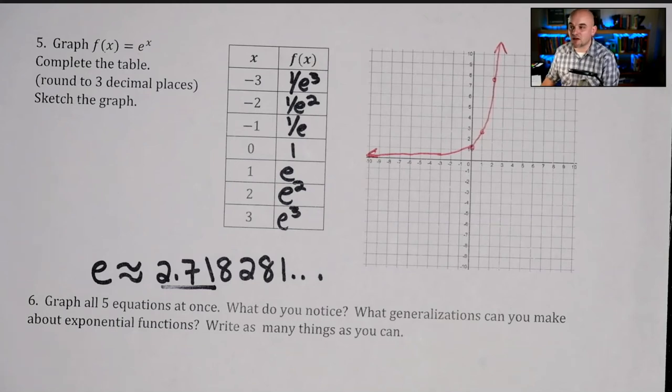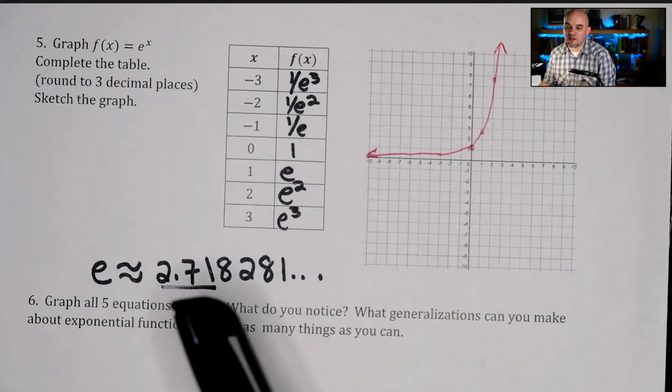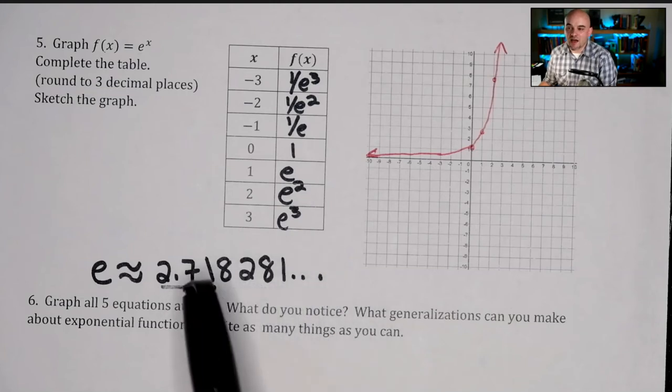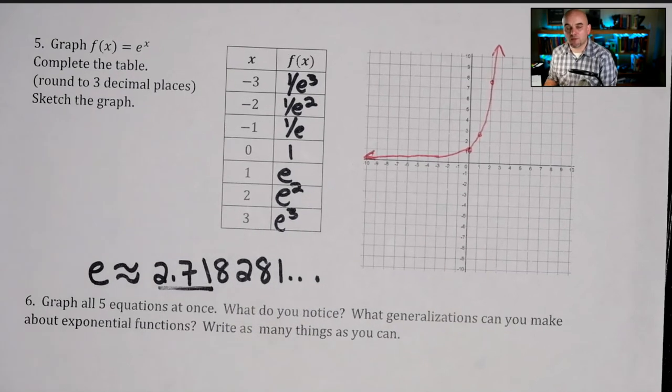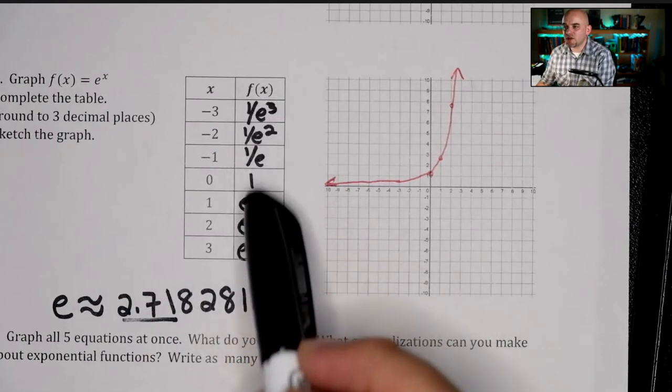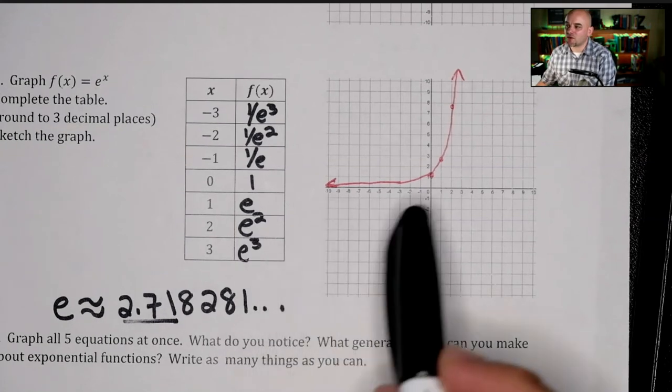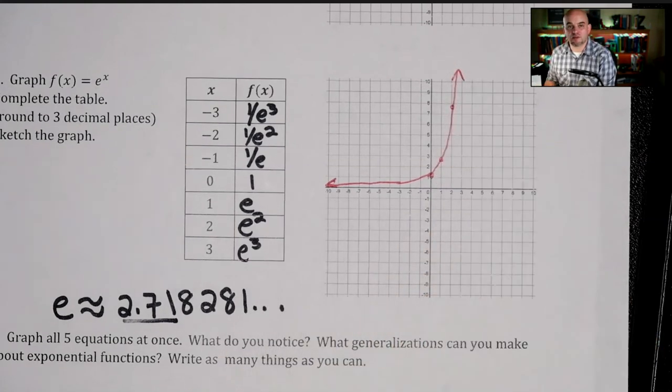It's for another discussion. But what I want you to see and notice is that E is between 2 and 3, and it's actually closer to the value of 3, right? It's 2.7 something. And it can be used as a base to an exponential function just like any other number, and this is what the graph looks like. It's really close to 3.